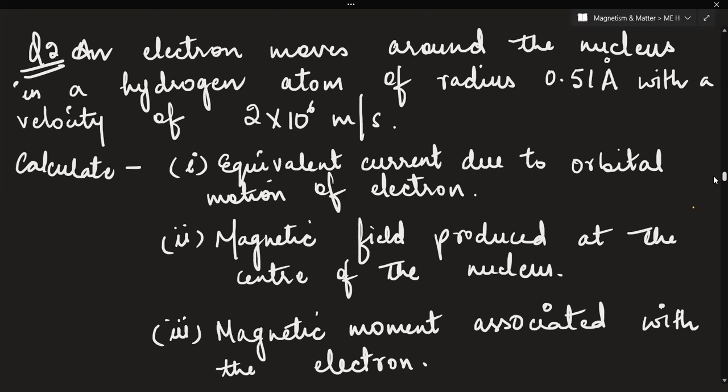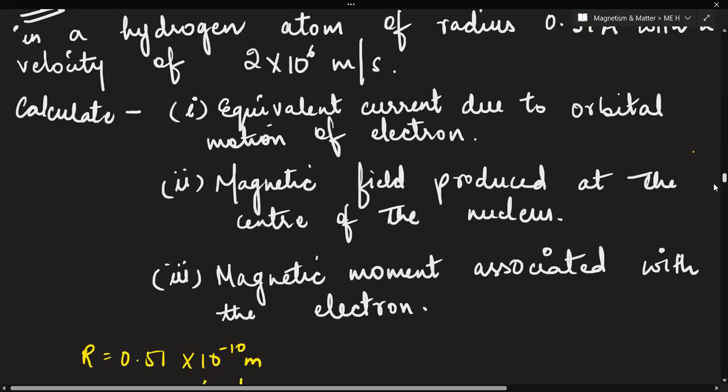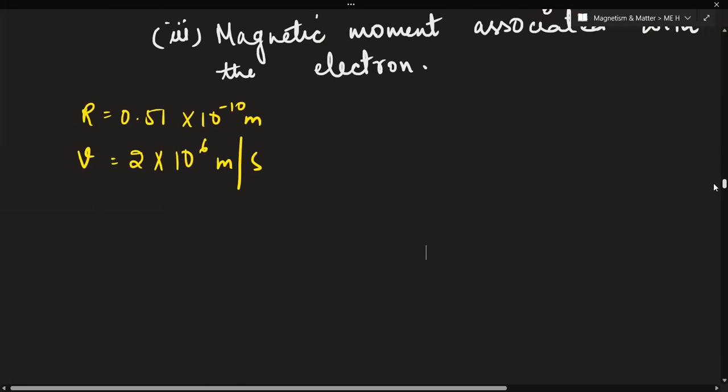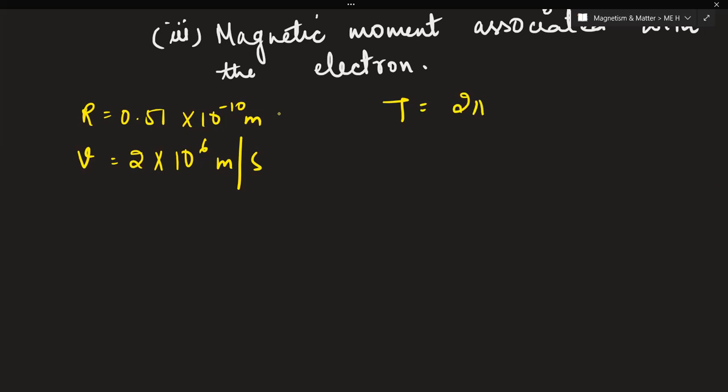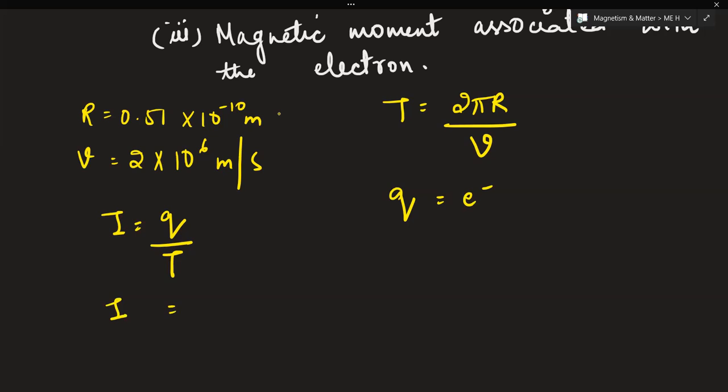See, current is what? Current is charge divided by time. Time you can find from here. See, time is what? Distance divided by speed, and current is charge divided by time. And here the charge is the electronic charge. So everything is ready. Put it in here. So this is what? Okay, you have solved it also then.